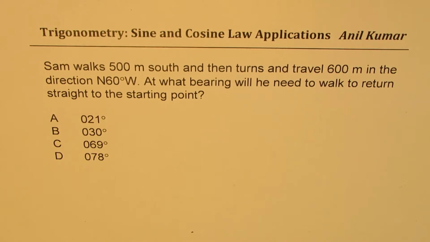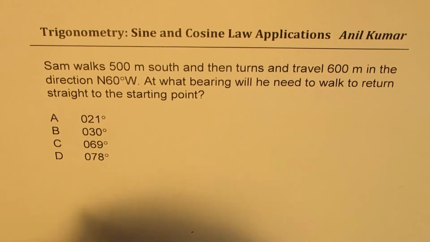The question here is, Sam walks 500 meters south and then turns and travels 600 meters in the direction north 60 degrees west. At what bearing will he need to walk to return straight to the starting point? You can always pause the video, answer the question, and then look into my suggestions.